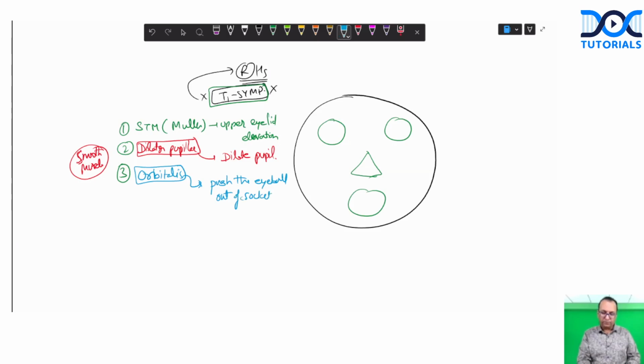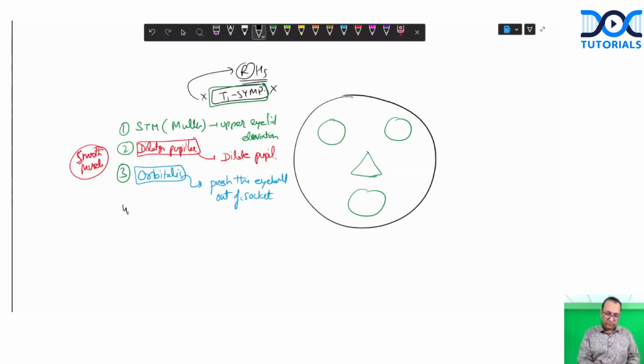But why do you want to push the eyeball out of the socket? It's a small muscle and it is just protruding the eyeball out of the socket. That is the job. Orbitalis is a smooth muscle in the orbit which will just push the eyeball out of the socket. You just want them to be slightly outward. So these are three smooth muscles supplied by the T1 sympathetic pathway: the superior tarsal muscle for upper eyelid elevation, dilator pupillae, which is dilating the pupil, and orbitalis, which will push the eyeball out of the socket. Is there any other supply of T1 sympathetic? Yes.